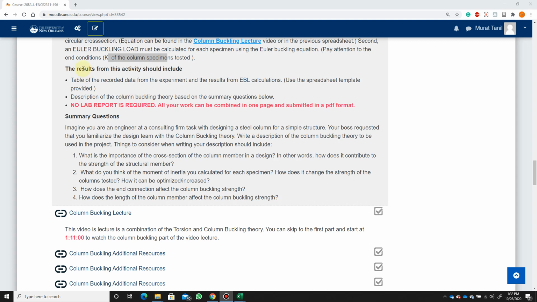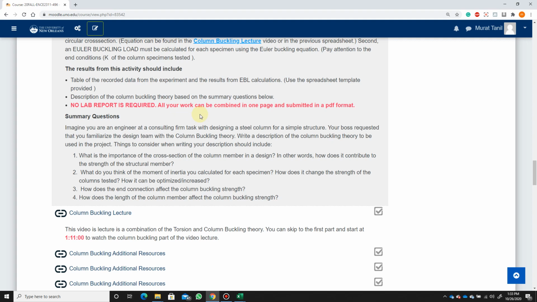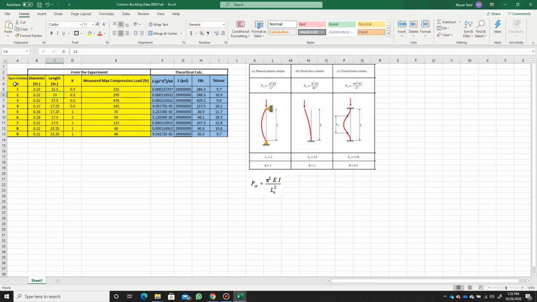Okay. So the results from this activity should include the table of recorded data from the experiment and the results from EBL, elastic buckling load calculations. You can use the spreadsheet template provided and description of the Cullen-Buckland theory based on the summary questions below. And this section is highlighted. No lab report is required, and all of your work can be combined in one page and submitted in PDF format. Like I said, there is no lab report required in this section, column buckling experiment. All you have to do is finish your calculations like I showed in this video.